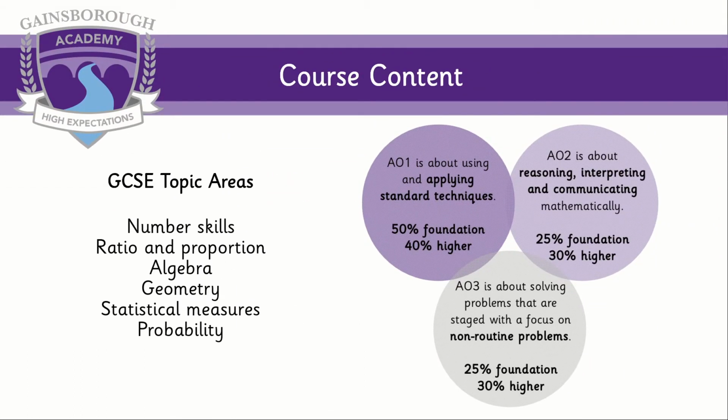The content of the course has 6 main areas, and people who've studied maths before will probably be quite familiar with these. So number skills, ratio and proportion, algebra, geometry, statistical measures and probability. There are 3 different types of question. So AO stands for assessment objective.